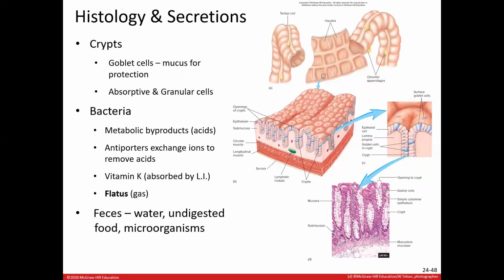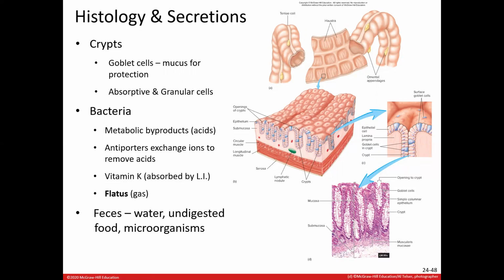So now looking a little deeper in the histology, you have the crypts down here in the mucosa layer, which have your goblet cells that secrete mucus that help protect against any sort of acids or any compounds that came from the small intestine, as well as keeping things lubricated to keep moving along through the tract. Then you have your absorptive cells, which help, of course, absorb water and salts and other ions. And then your granular cells, which help fight against bacteria and other infections.